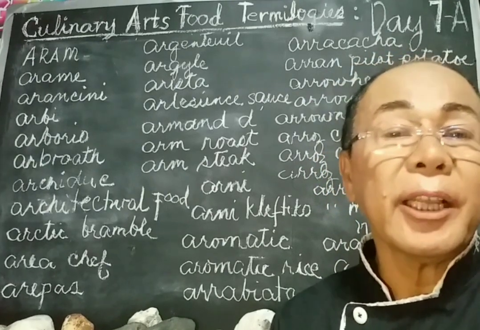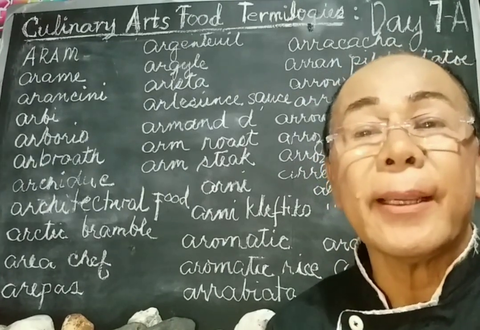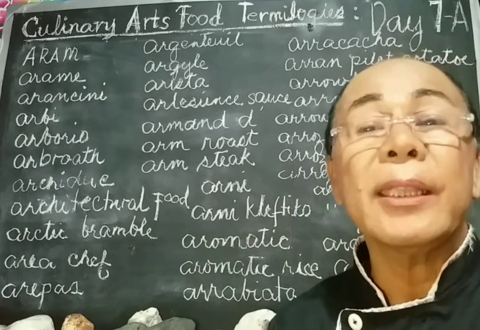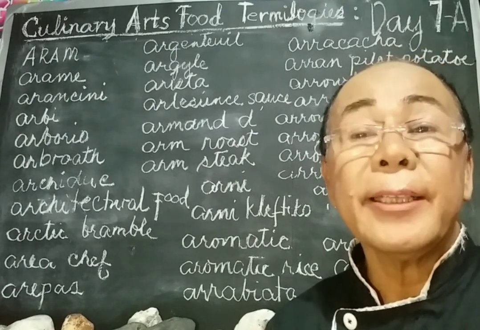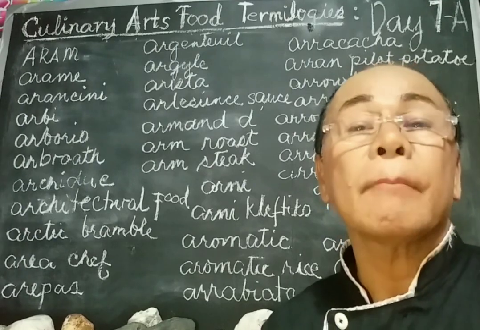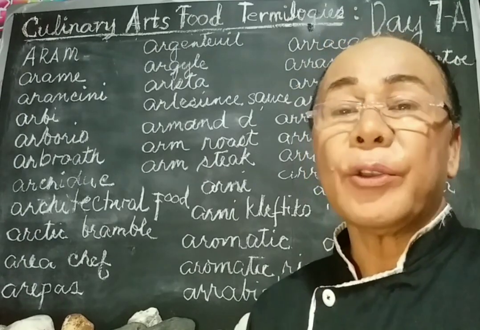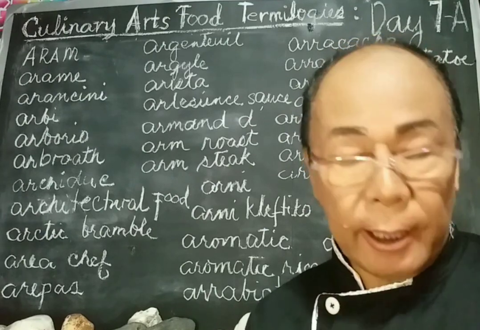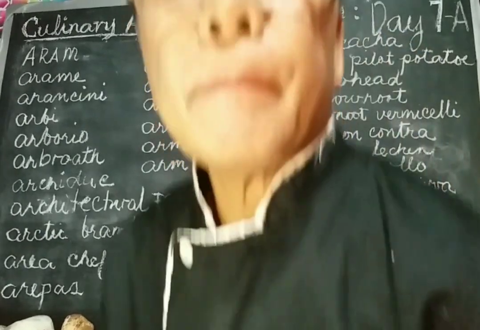Next, we have the argentuelle, or we call this the French term again. This is argentuelle, a French preparation method used to describe a dish with a sauce or garnish of asparagus tips or puree.